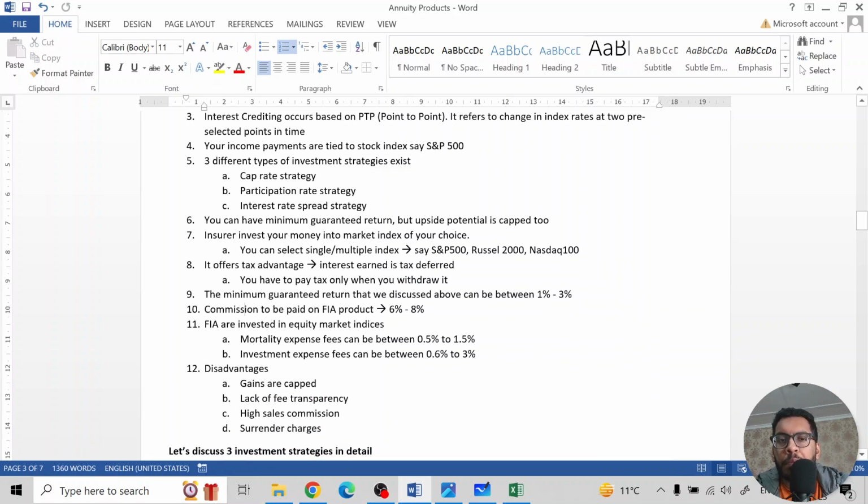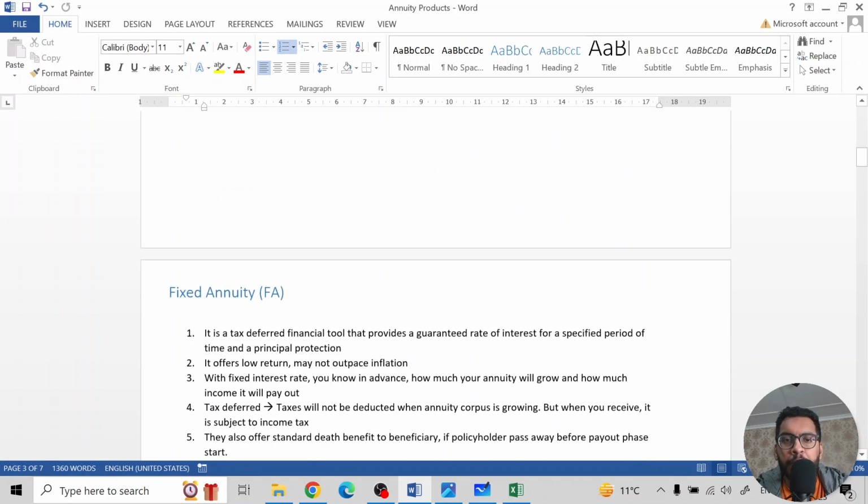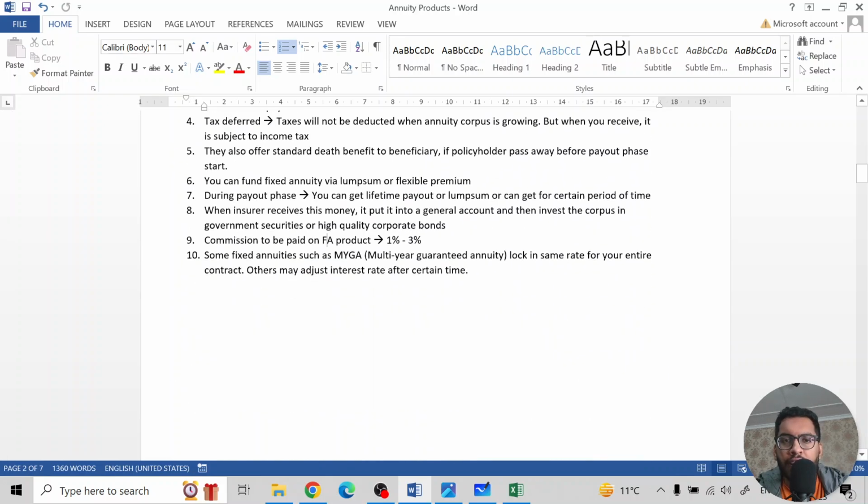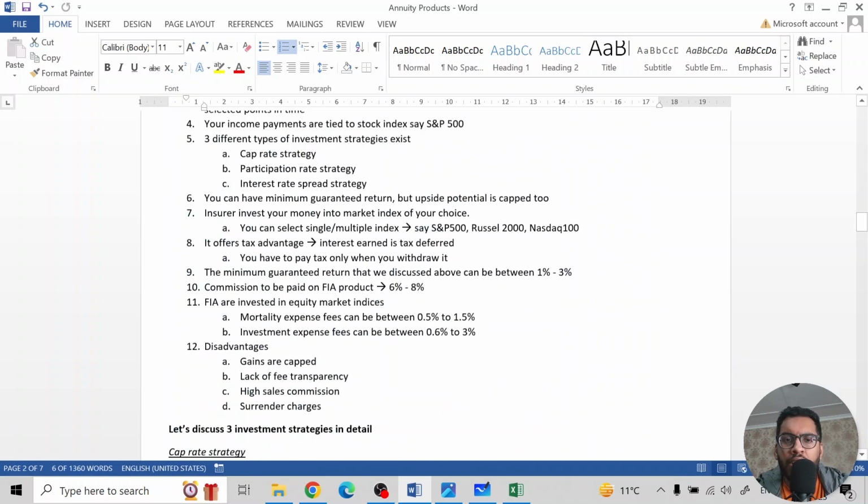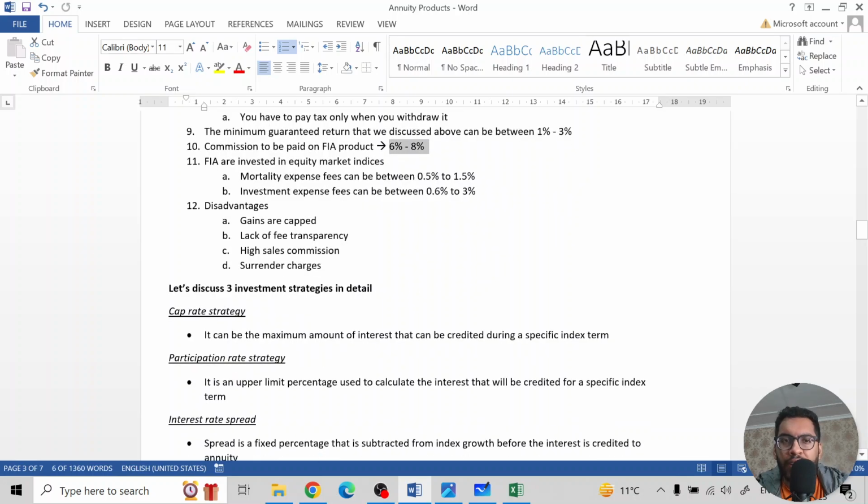The commission to be paid on this product will be between 6 to 8%. So if you remember, in case of fixed annuity, the commission was between 1 to 3%, but over here it can be between 6 to 8%. You see, in an FA product, it was between 1 to 3. Over here, it will be between 6 to 8.